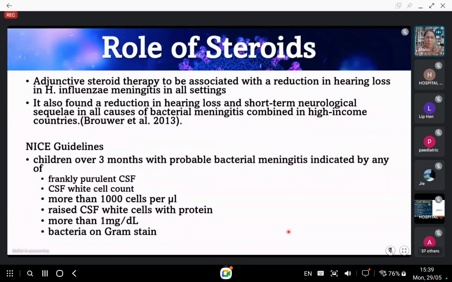Steroids. I think NICE guidelines and even the pediatric protocol actually do recommend steroids prior to initiation of antibiotics if we suspect acute bacterial meningitis. Studies regarding the role of steroids have found that it's probably most useful in Haemophilus influenzae meningitis, to prevent or reduce the incidence of hearing loss.